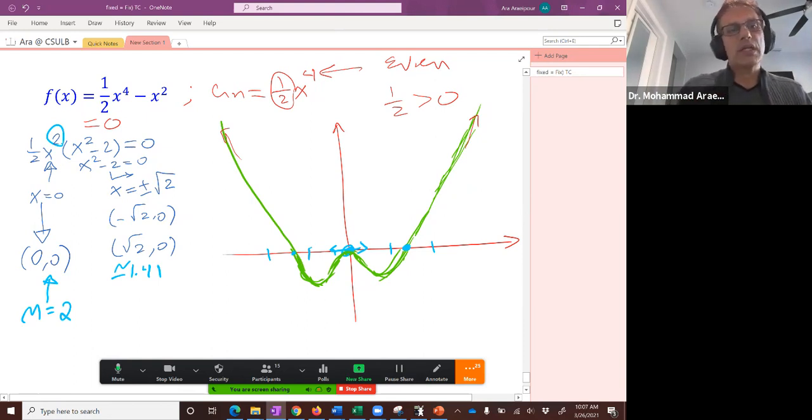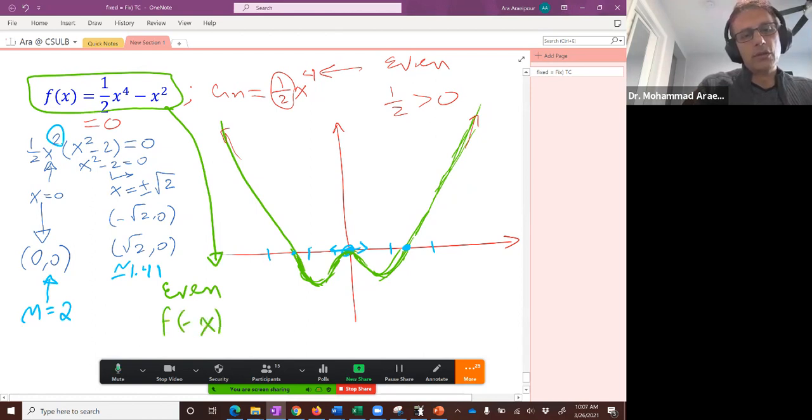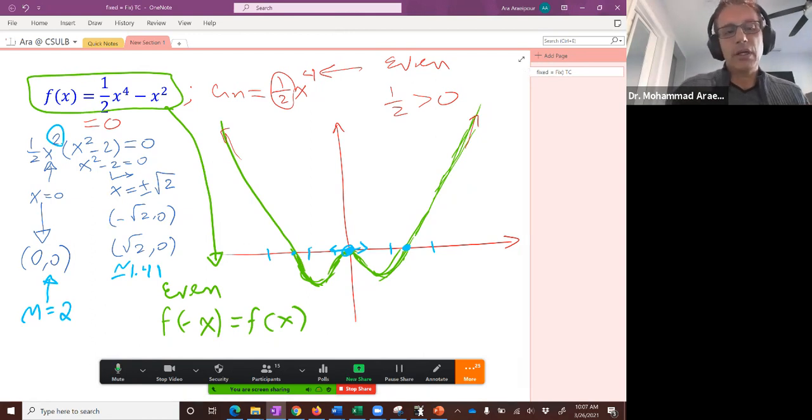What also helps is that if you notice that this function is an even function, because f of minus x, you can show that, is equal to f of x, that will help graphing, because the right half and the left half must be identical, because the even functions are symmetric.